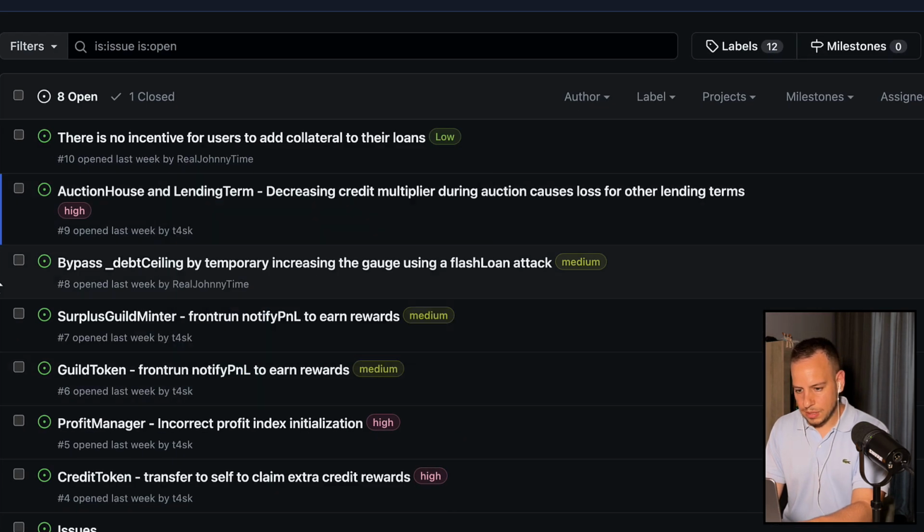This one was medium. Taz, do you want to explain why we marked it as medium? Because initially we wanted to report it as a high.